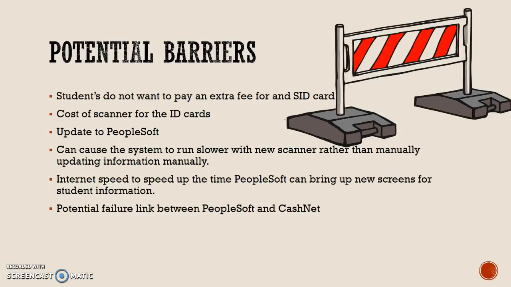When we are using multiple screens, it can slow the system down when we update students' information. We can also have a potential failure link between PeopleSoft and CashNet. Since internet failure is a main component of both CashNet and PeopleSoft, this can be a huge barrier when it comes to registration.